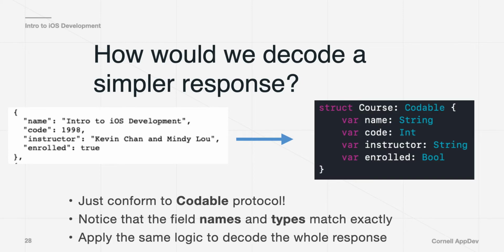So we just conform to the codable protocol, and we notice that the field names and types match exactly. So you have to make sure that everything matches exactly, or else it won't work. For example, if I had named in my struct course, if I did var names, it wouldn't work. Or if I said the type of name was integer, it also wouldn't work.